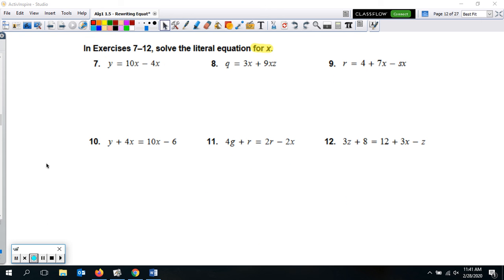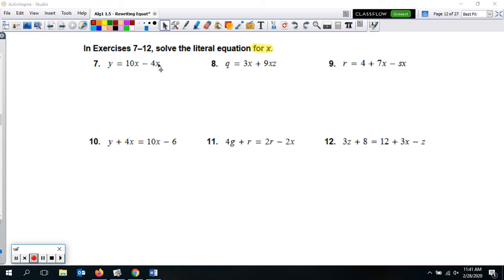All right, so on 7 through 12, just continue on page 25. So notice this one says 4x. We're solving the little equation 4x. So that's why I highlighted that for us this time. It's not 4y, it's 4x.